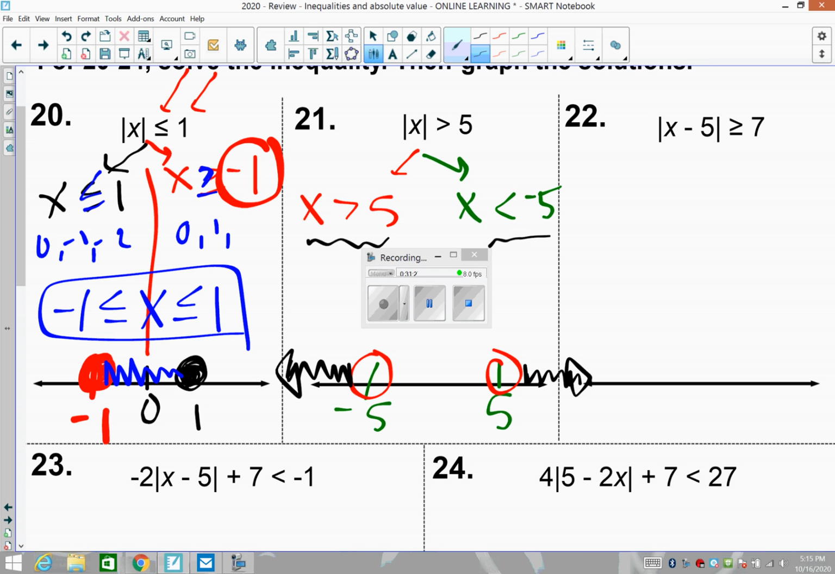Next problem. Now remember that these always have to have an isolated absolute value before you can start. So we're going to drag to the left, which is x minus 5 is greater than 7. And then we're going to drag to the right, which is x minus 5 is less than or equal to -7.